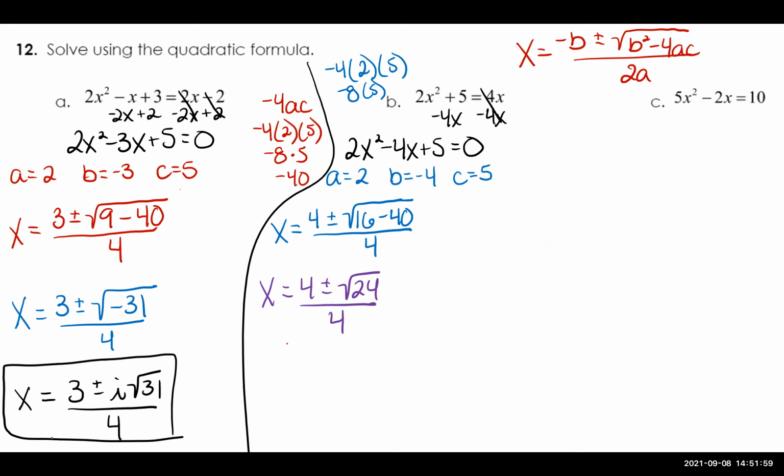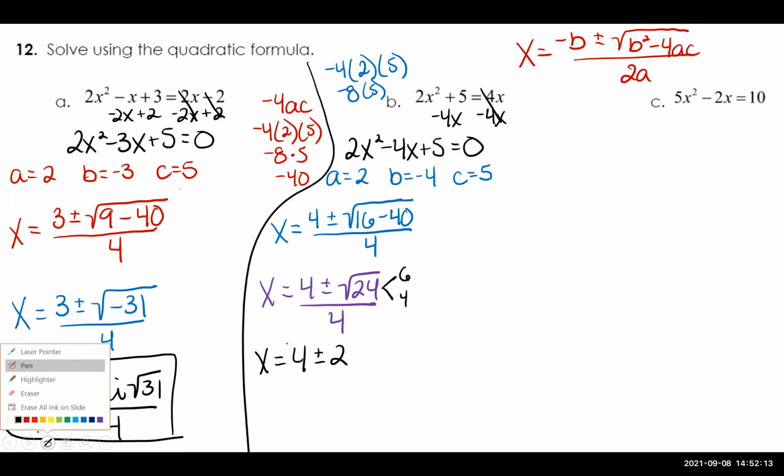All over 4. I need to take out any perfect squares from that radical. So I can break this into 6 times 4, because I know that the square root of 4 is 2. Oh, it's a negative. That's what I also forgot. My brain fart caused another mistake. Okay. So 16 minus 40 was a negative 24.